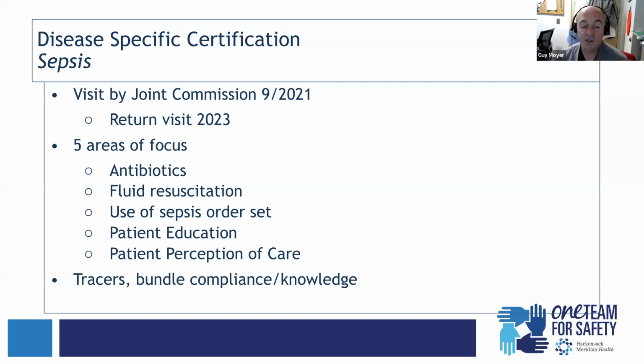So they do this by doing tracers. They'll find a medical record number of someone who came to the hospital with some type of a diagnosis in the emergency room. They met sepsis criteria. They ended up being admitted to the hospital, and then they ended up being either admitted to ICU, admitted to one of the floors, through discharge or transfer out.